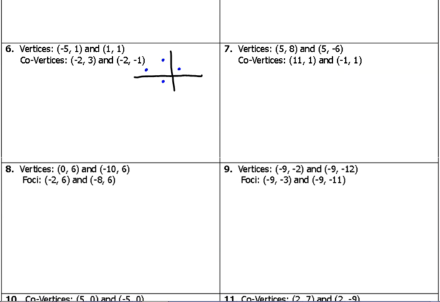So all we're doing here is giving ourselves a little bit of a visual of our ellipse so we know what to expect out of our formula. So this one is horizontal. It is wider than it is tall. The vertices are on a horizontal axis, and the co-vertices are on a vertical axis. So x is going to be over a. I'm just making a little note of that to the side.